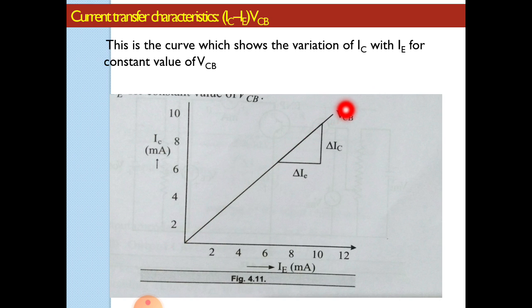The graph gives a straight line which indicates that the input current and the output current are proportional to each other. Okay, the output current doesn't increase rapidly, but increases with respect to the input current.